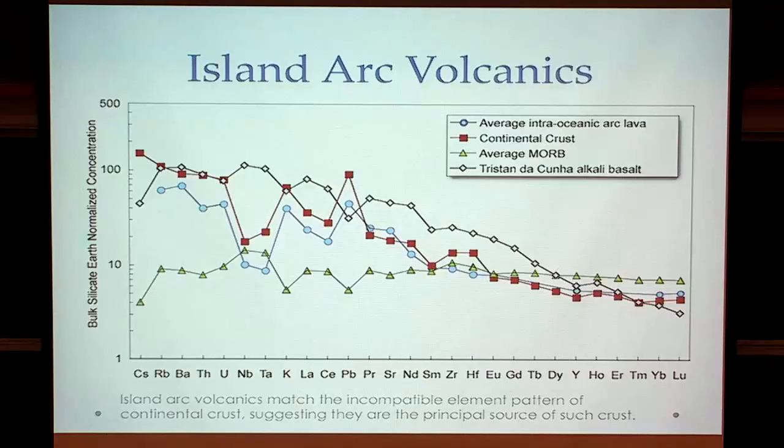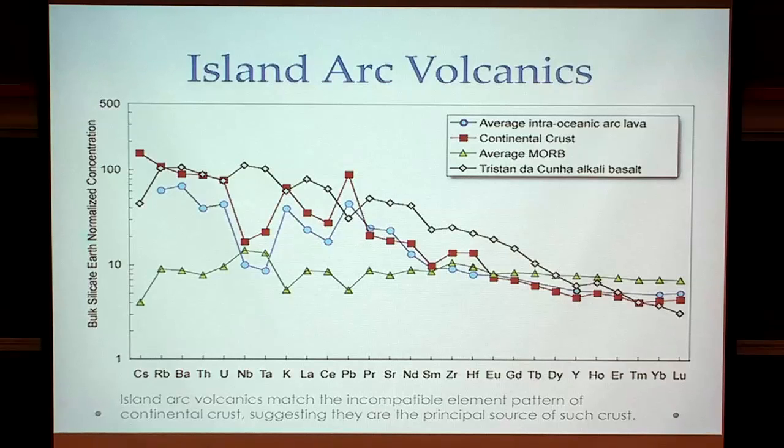Now, we can compare that continental crust, which is again shown in red, with some other kinds of lavas. Here's average mid-ocean ridge basalt. Continental crust doesn't look like average mid-ocean ridge basalt. Here is an oceanic island basalt from the island of Tristan da Cunha in the South Atlantic. It does not share this depletion in tantalum and niobium with the continental crust. It does not share an enrichment in lead with the continental crust.